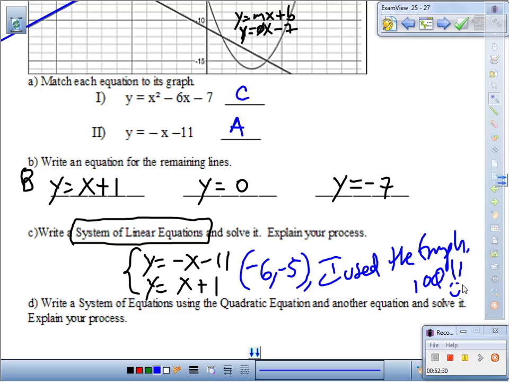Now, could you spend like 5 minutes doing the other processes? Yeah. Thank you for being so smart, Mr. Q.